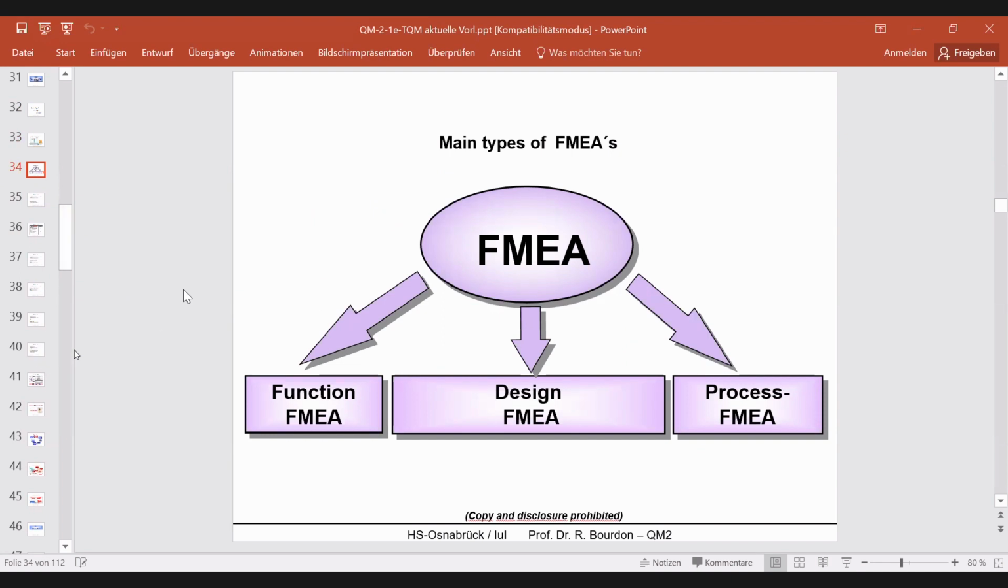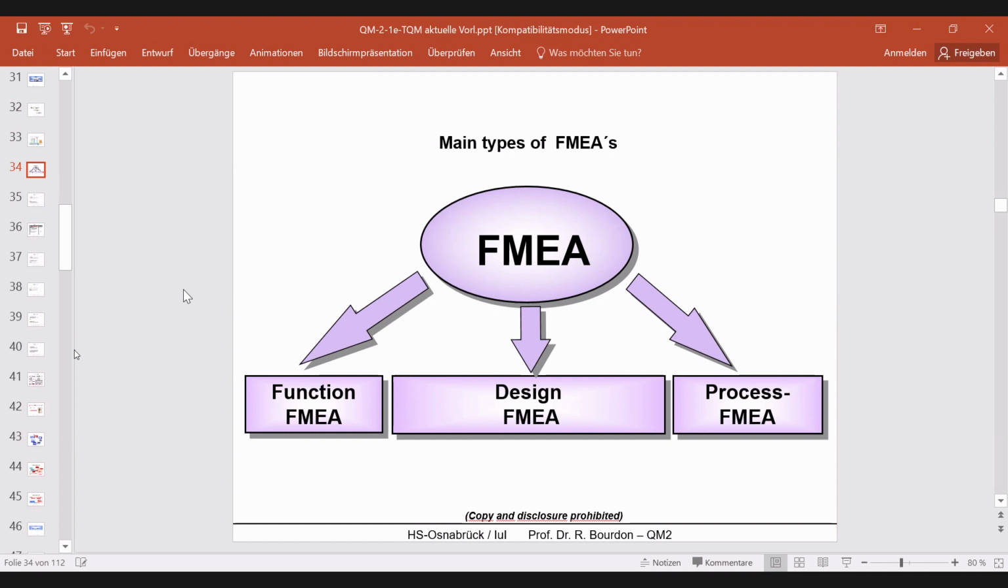There are 3 types of FMEAs. The main types are the function FMEA, the design FMEA, and the process FMEA. A function FMEA can only be made by the end customer company who brings the whole product into the market. So a function FMEA of a car can only be done by VW, Mercedes-Benz, Ford, General Motors, these companies who are launching their products into the market. Only they can do a function FMEA.